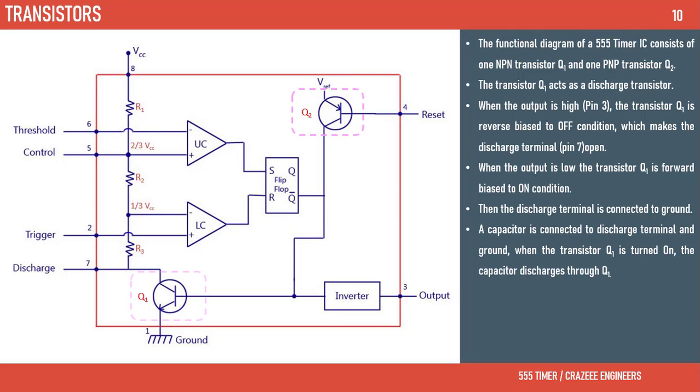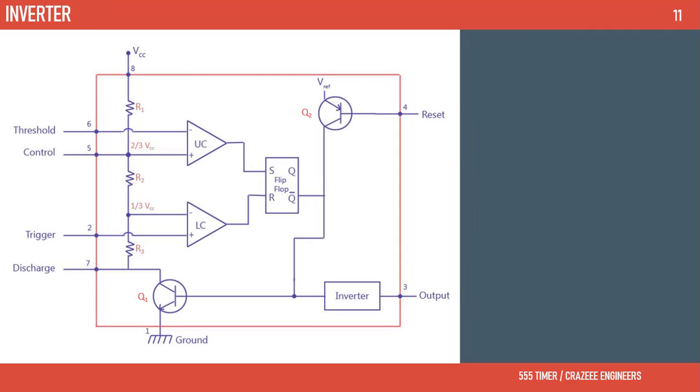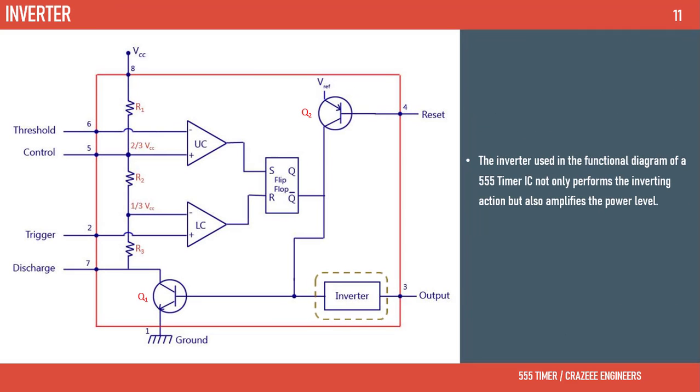A capacitor is connected to the discharge terminal and ground. When the transistor Q1 is turned on, the capacitor discharges through Q1. The transistor Q2 acts as a buffer. Transistor Q2 isolates the reset terminal from the flip-flop and transistor Q1. Inverter. The inverter used in the functional diagram of a 555 timer IC not only performs the inverting action but also amplifies the power level.